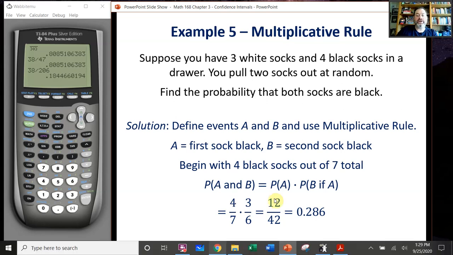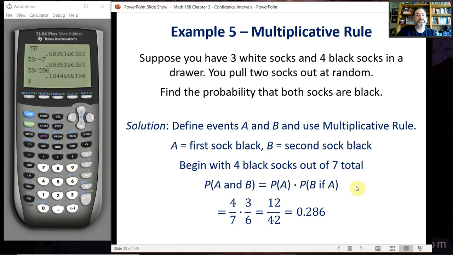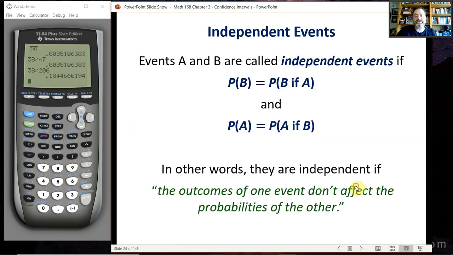But you need to be given enough information to use the conditional probability. All right, let's keep going.